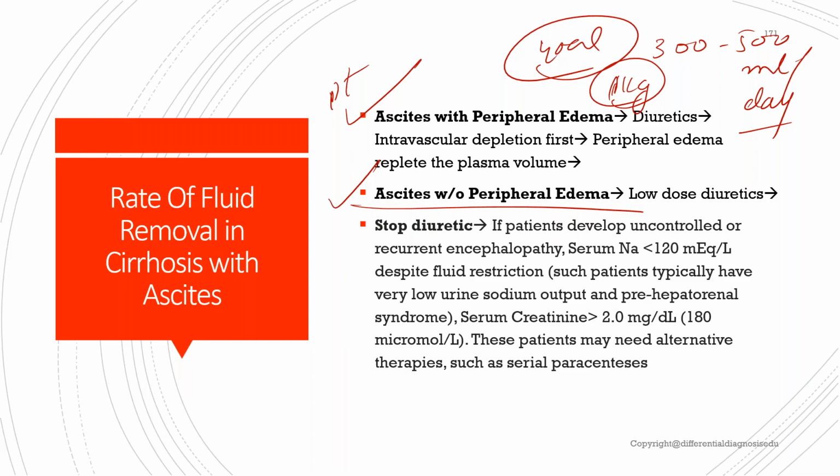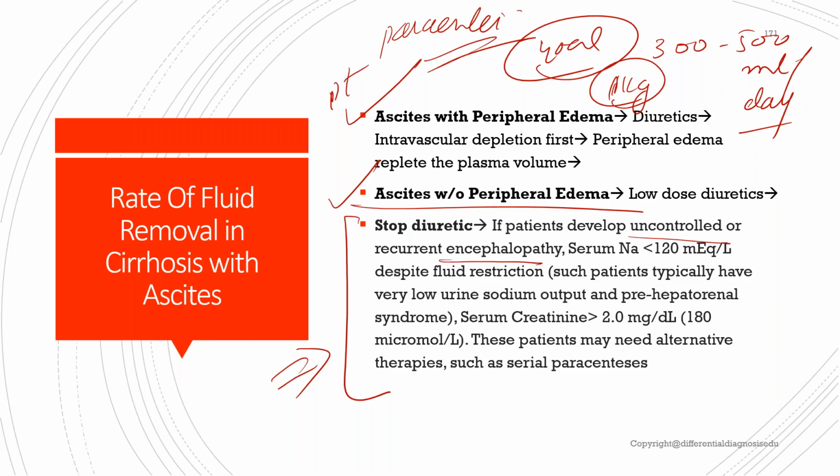If you want to remove more fluid, let's say more than half a liter, then you can try paracentesis. What are the indications to stop diuretics? If the patient develops uncontrolled or recurrent encephalopathy, sodium less than 120, kidney failure, or creatinine increase greater than 2, these patients will require alternative treatment like paracentesis.